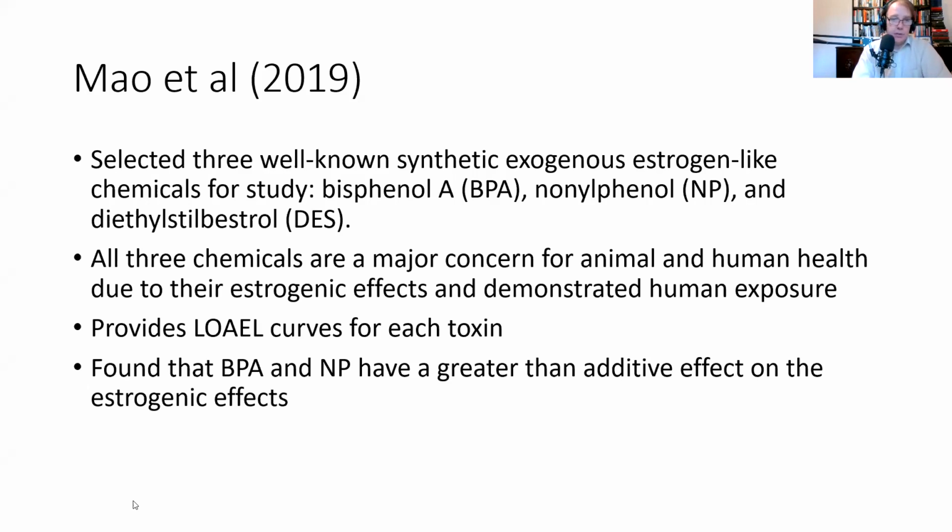So what Mao et al. did in 2018 is they selected 3 well-known synthetic exogenous estrogen-like chemicals: bisphenol A, nonylphenol, sorry, and diethylstilbestrol. And all 3 chemicals are known to be a major concern for animal and human health because they have estrogen-like effects, and there has been demonstrated human exposure. And they actually calculated, through exposing animals, the lowest observed adverse event level for each of the toxins. You know what that is because of the lecture on NOELs and LOELs.